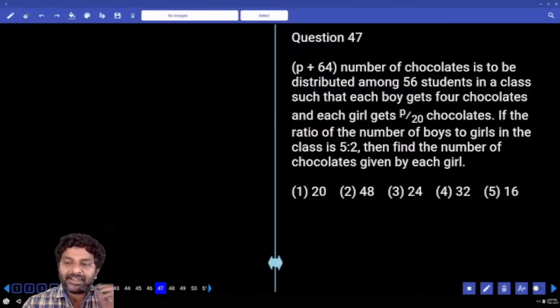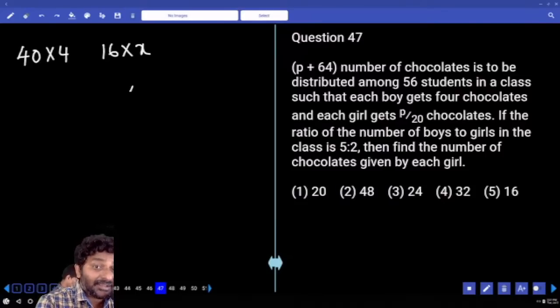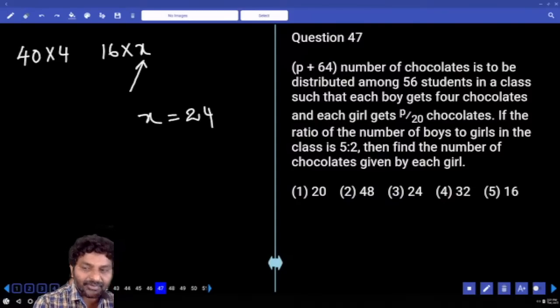See, when we started, how many boys were there? 40. How many girls are there? Each boy gets, each girl gets, huh? Now the question was x only, right? That is what I was telling you. How much was the x value? 24.